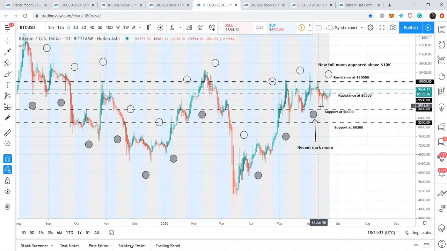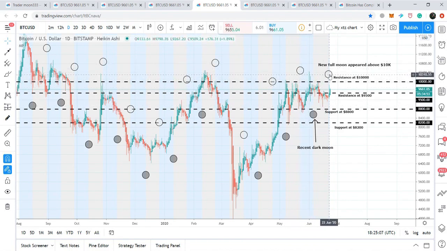we can see that now this new moon has appeared above this resistance of $10,000. So this is an indication that the price action can move up to this moon, that is around $10,200 or $10,300. For example, when this full moon was here at this resistance, then the price action moved up to this level. Then we have seen that the next new moon appeared at this level. Then we have seen a spike up to this level.